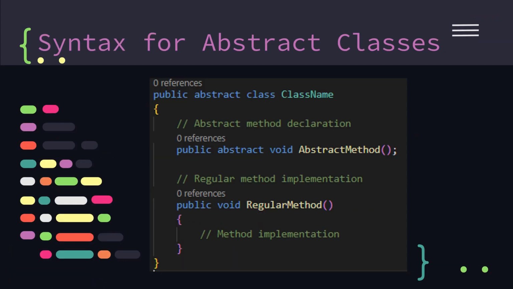Now let's have a look at the syntax for abstract classes. We first have to define the access modifier, which in this case is public, followed by the abstract and class keyword, followed by the class name. Now, inside the abstract class, we first have to declare the abstract method or the regular method. Here you can see the abstract method which does not have any method implementation. Down here you can see a regular method. We can also call it the non-abstract method, which can have the method implementation.